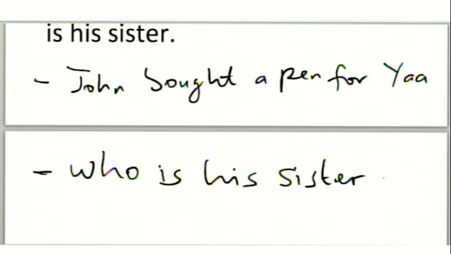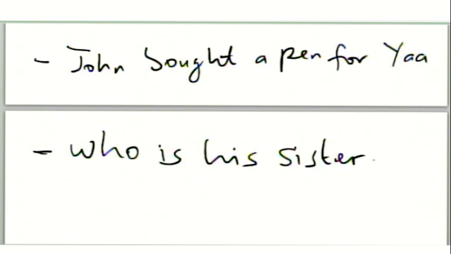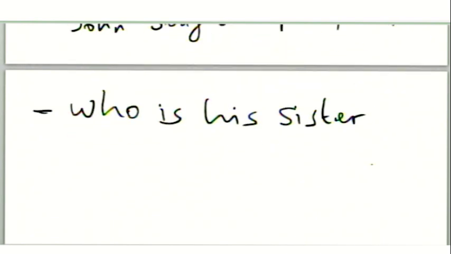So we have two clauses. John bought a pen for Ya, our main clause. Who is his sister? Our subordinate clause. Because who is his sister is not a question, we don't get the meaning until we hear it is linked to the first part. Let us have another example of this, using another relative pronoun.